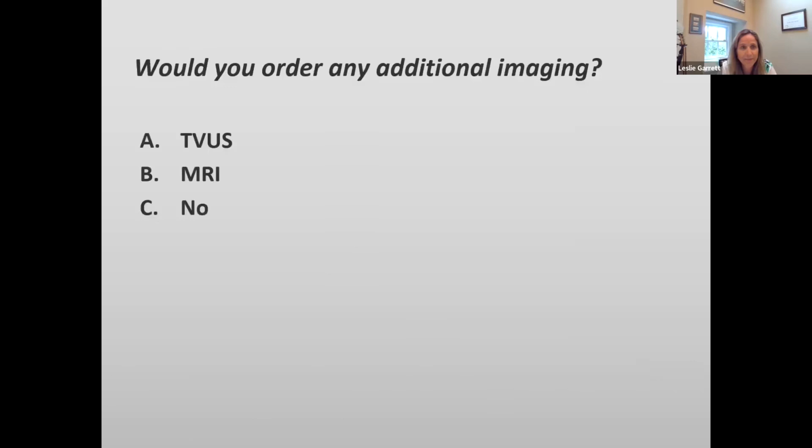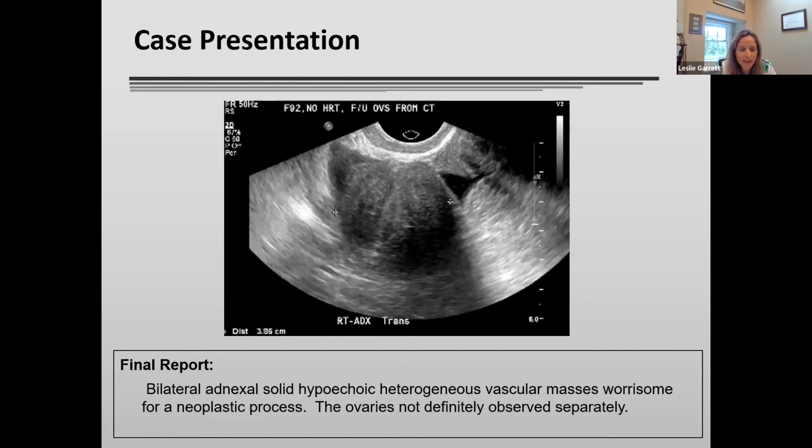And then, would you do anything more than just the CT scan at this point? So she does get an ultrasound. And again, they talk more, again, bilateral adnexal solid and cystic, again worrisome for a neoplastic process, which a lot of people see. And I immediately get the phone call. It doesn't always mean cancer, it just means it's not going to resolve. And they don't see normal ovaries.